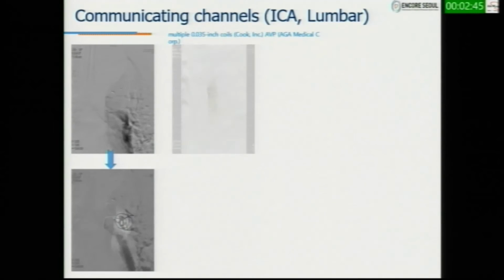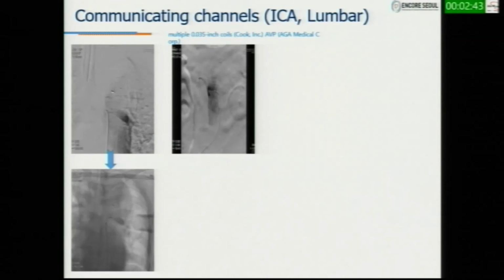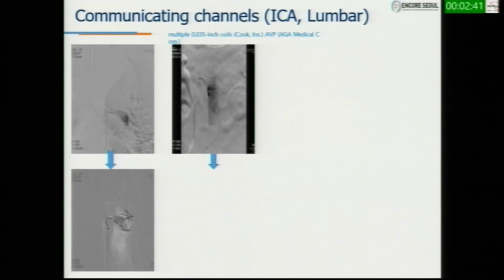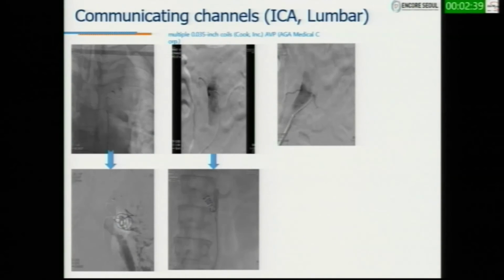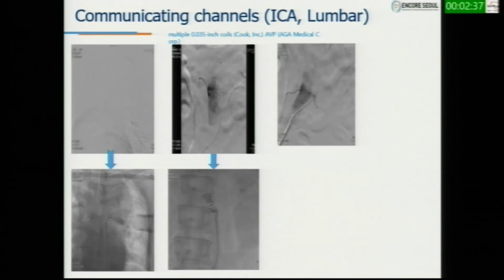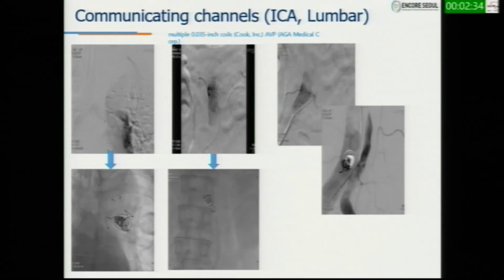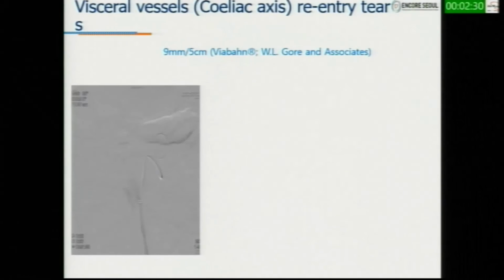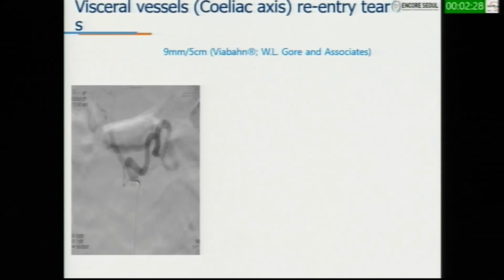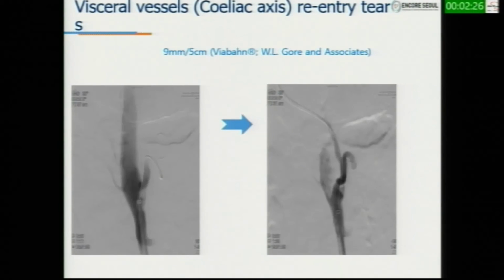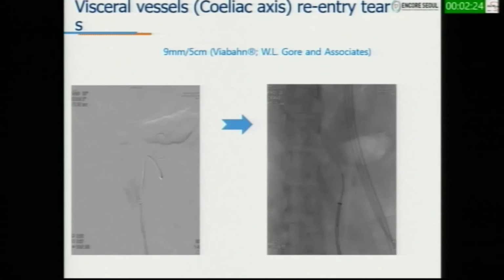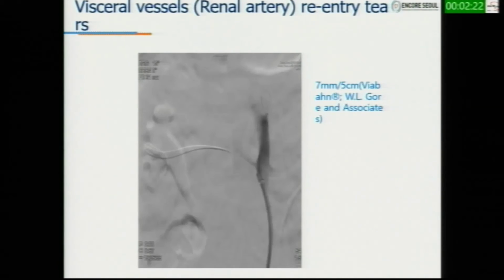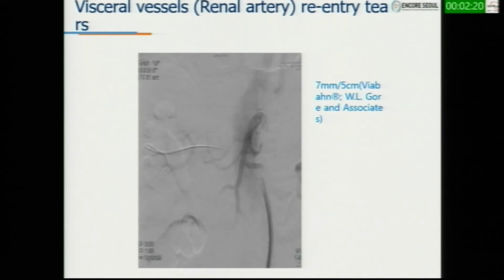Then the first communicating channel, an intercostal artery, we coiled. And the lumbar 2 artery, we coiled. And the last communicating channel, lumbar 4, we first coiled, but the coil migrated, so we plugged it. Then the celiac artery tear, we sealed with a bare stent. And the left renal artery tear, we also sealed with a bare stent.